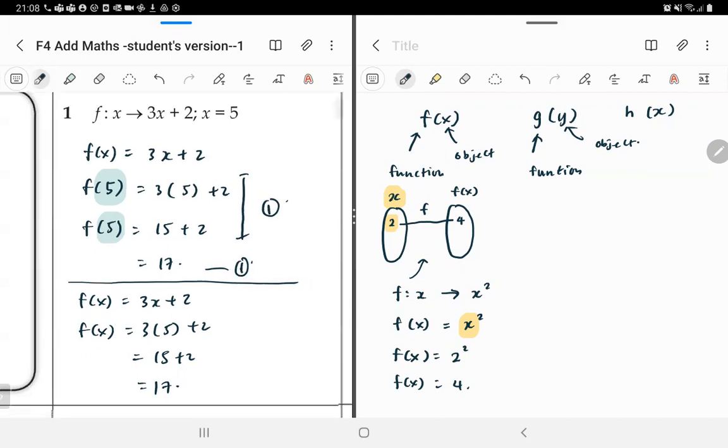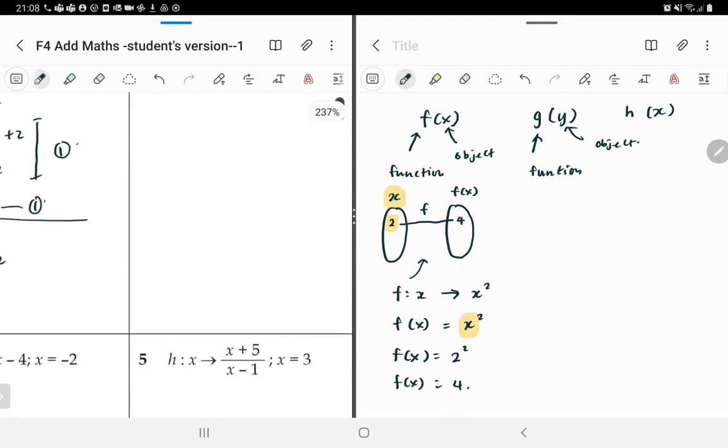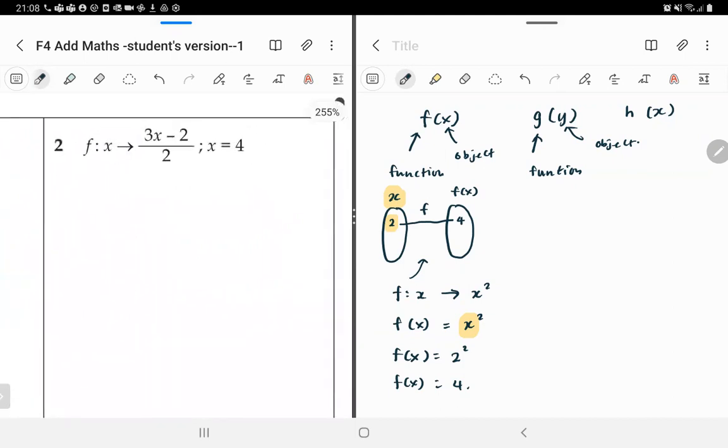Okay, so let's say you have the second one like this, f(x) equals (3x minus 2) over 2. So your working will be, repeat again, f(x) equals (3x minus 2) over 2. Okay, so x is equal to 4, right? So you replace it with 4. (3 times 4 minus 2) over 2. So (12 minus 2) over 2. So 10 over 2. So you get 5.